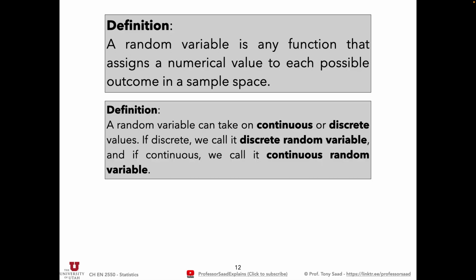A random variable can be continuous or discrete. If discrete, we call it a discrete random variable. So discrete is going to take on very specific values, 1, 2, 3, 4, or it could be 1.1, 1.2, 1.3, 1.5. Those are the only possible values. It's a finite number of countable values. They're discrete. There's nothing in between them. There are no numbers in between them.